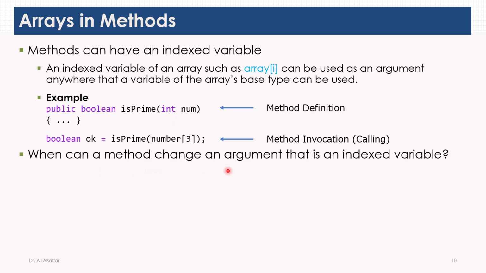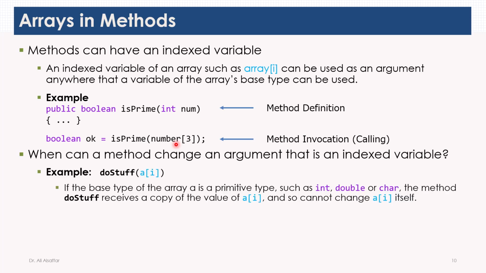When can a method change an argument that is an indexed variable? In other words, when we pass number[3] and give it to num and we change it inside, what happens to number[3]? Will the index variable change or will it keep its value? Remember when I said that when we call the method, a copy of number[3] is given to num. So what does that mean? It means if it's a copy, then if the copy changes inside the method, the original value will not be changed, with some exceptions which we will discuss in a moment.